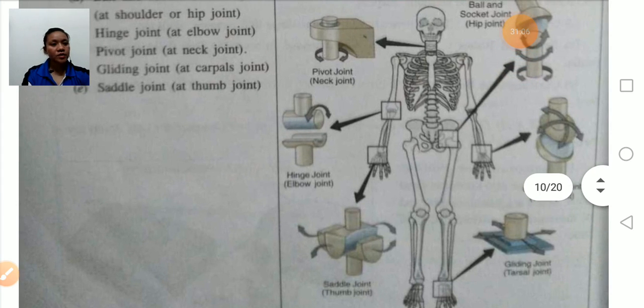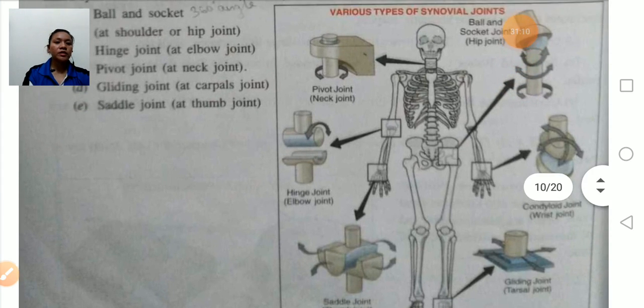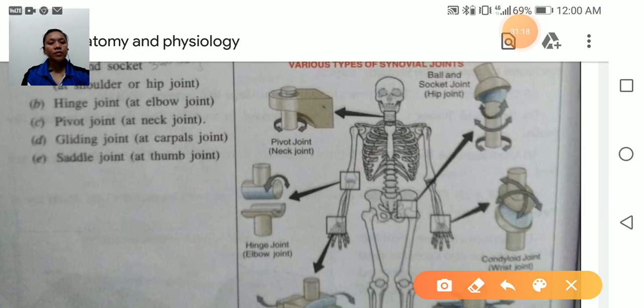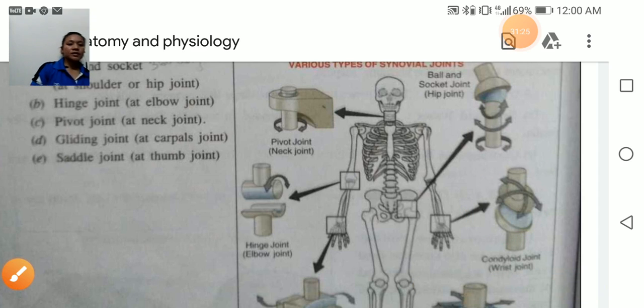And next is the condyloid joint, which is present in your wrist. It provides you flexion, extension, abduction, adduction and circumduction movement. This is your condylar joint: upward, downward, side to side, and circular movement.